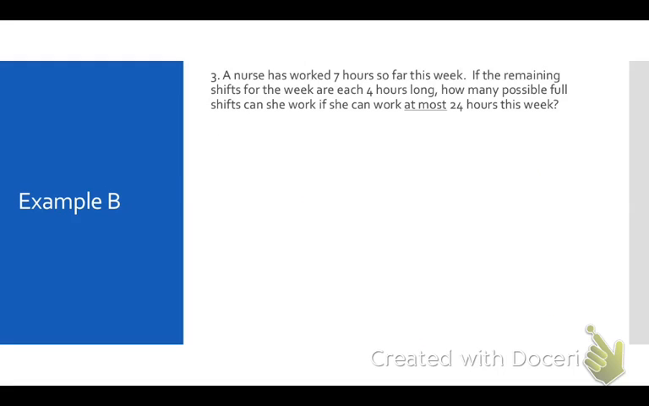Okay, let's look at an application of this. It says, a nurse has worked 7 hours so far this week. If the remaining shifts for the week are each 4 hours long, how many possible full shifts can she work if she can work at most 24 hours this week? So, she currently has worked 7 hours. She's going to work additional shifts that are each 4 hours. So I'm going to say plus 4x. So in this case, x is going to represent the number of 4-hour shifts.